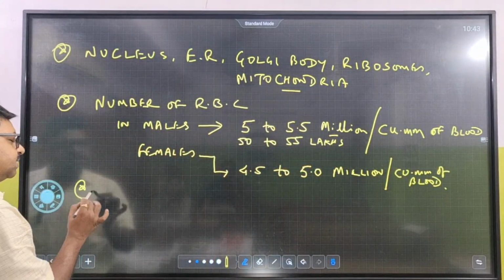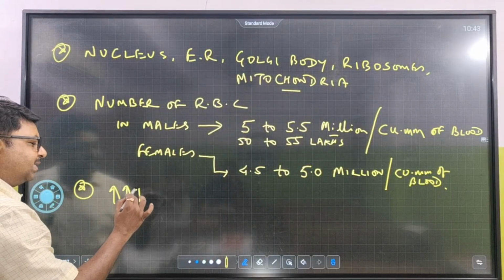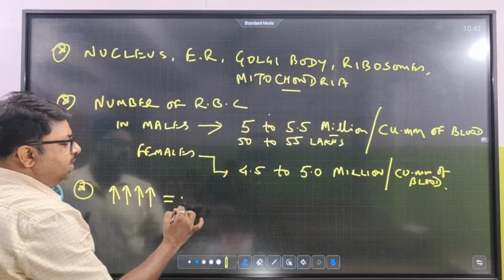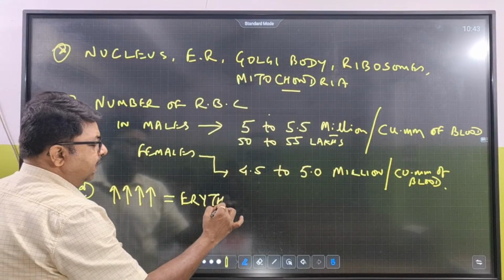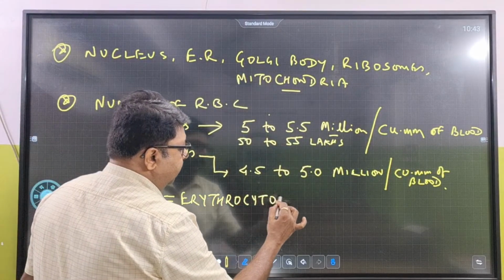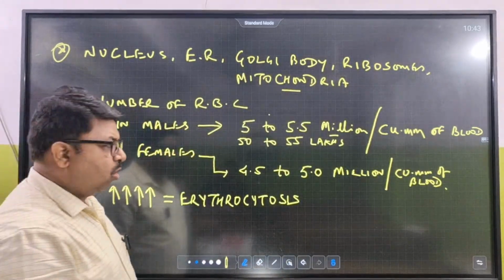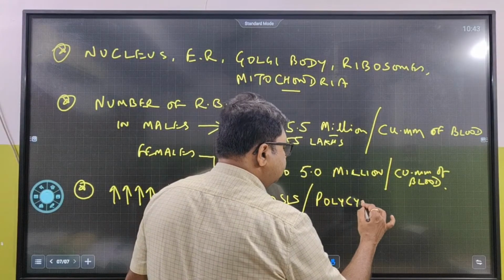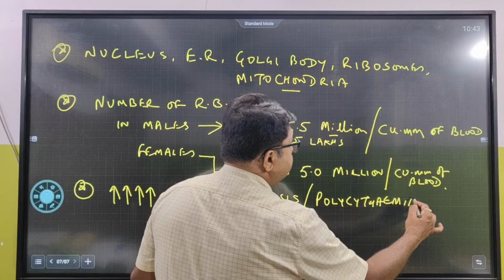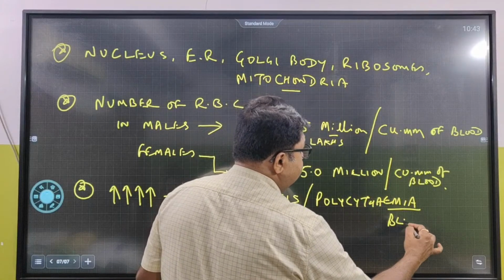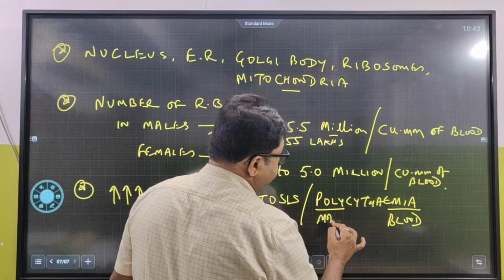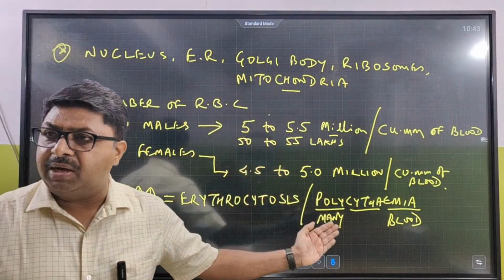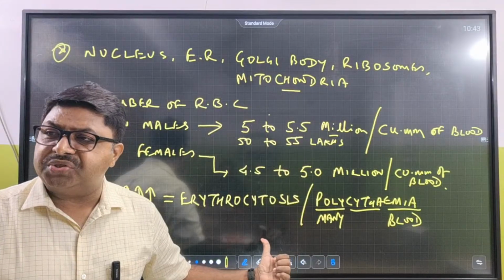Now, if this number is increased above the normal levels, the condition that we call is erythrocytosis, which is also called polycythemia. Emia means blood. Poly means many. Cythe over here means RBC. So many RBC inside blood is called polycythemia, or else it is also called erythrocytosis.